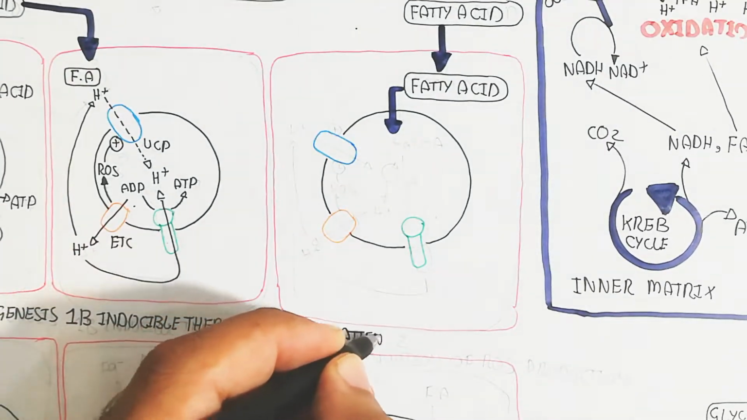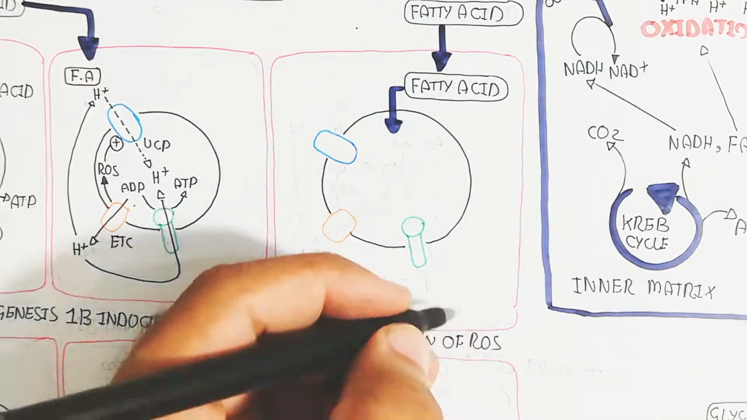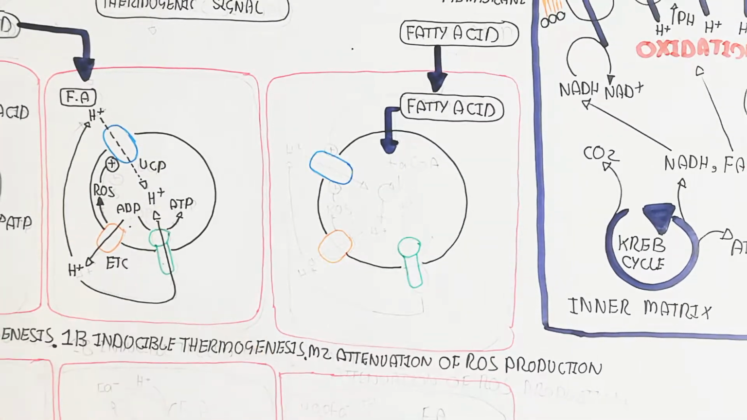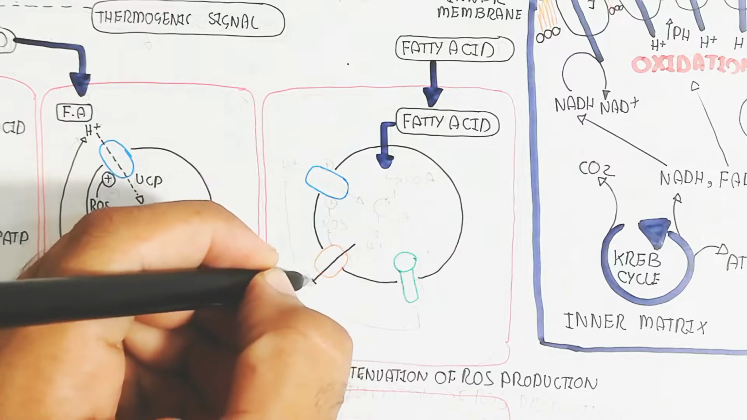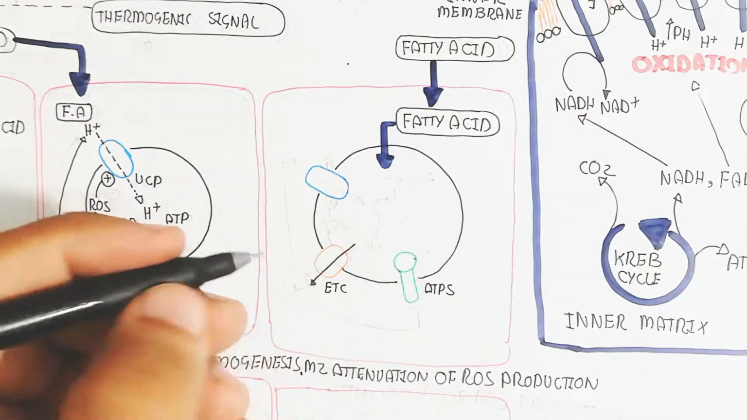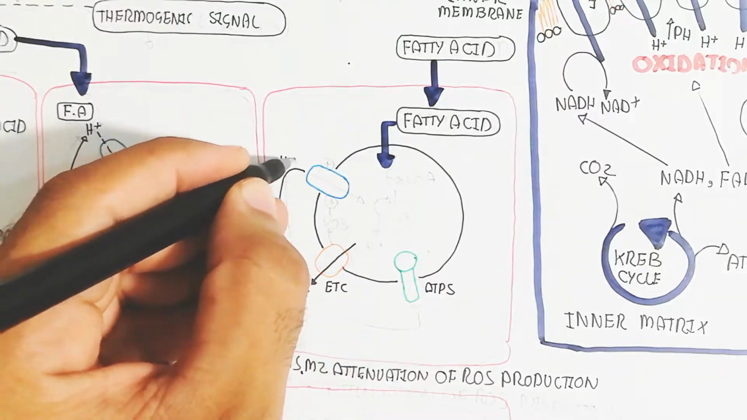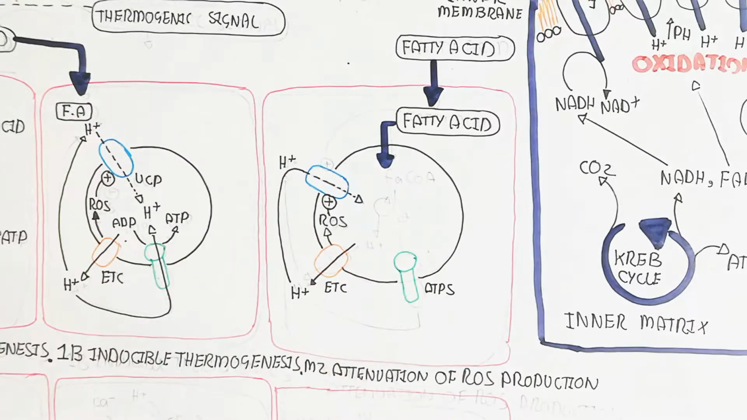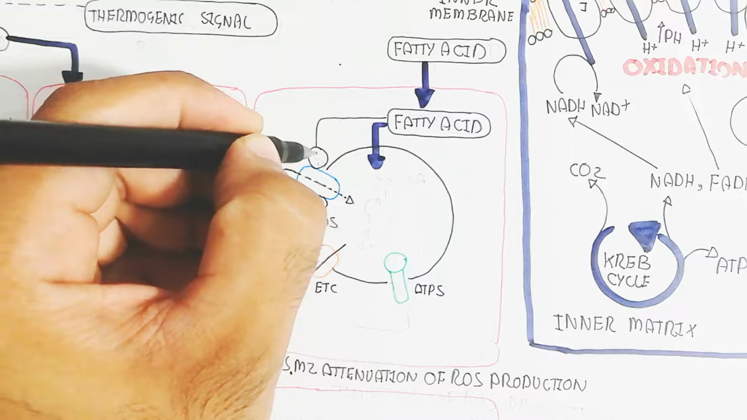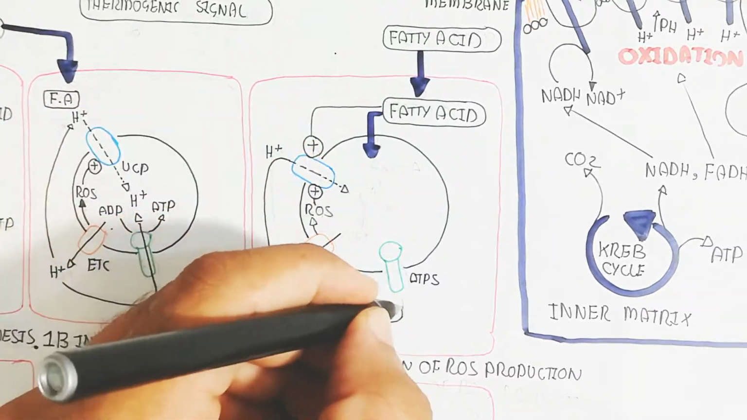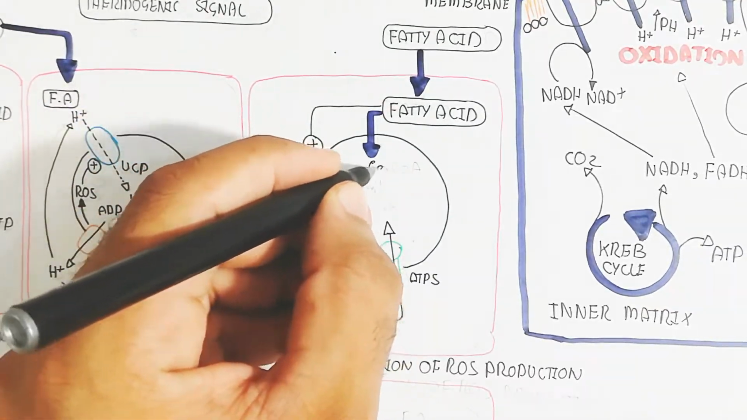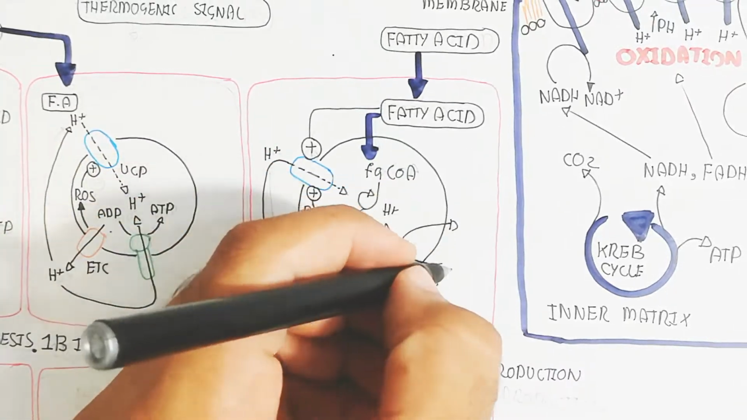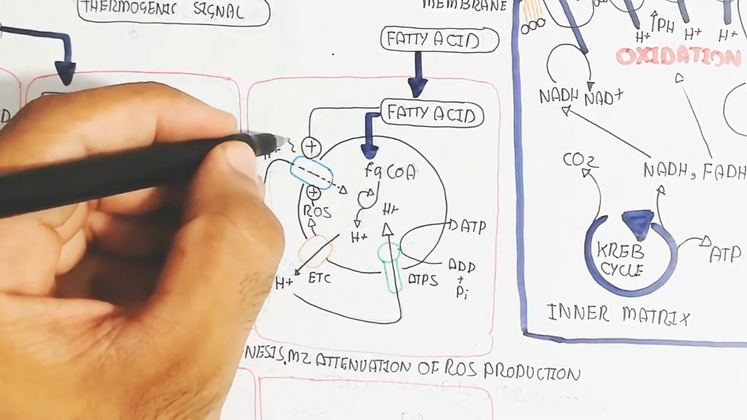While the third one is the M2, the attenuation of reactive oxygen species production. In this way, the fatty acid enters into the cell and goes into the mitochondria to be converted to fatty acyl CoA, and in this way you can see the protons produced in the form of NADH will be pumped out through the electron transport chain and used by the UCP and ATP synthase, and in this way the protons produce heat as well as ATP.